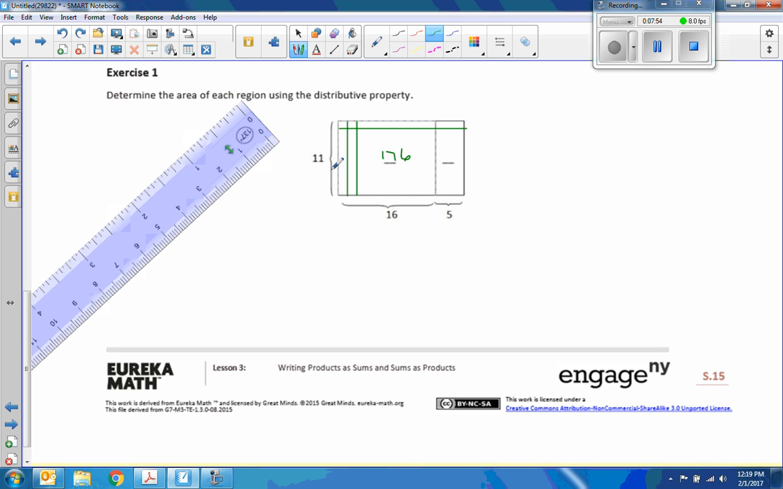Okay. And if I take 11 times 5, that's 55. So it says determine the area of each region using the distributive property. I found the area of each region. This region here is 176, and this region here is 50.